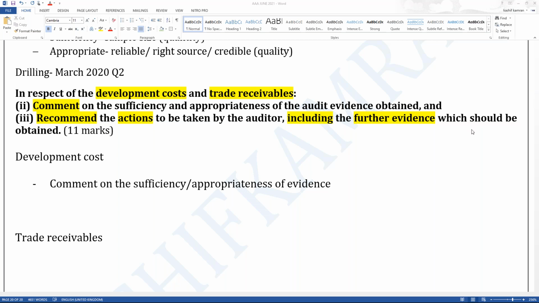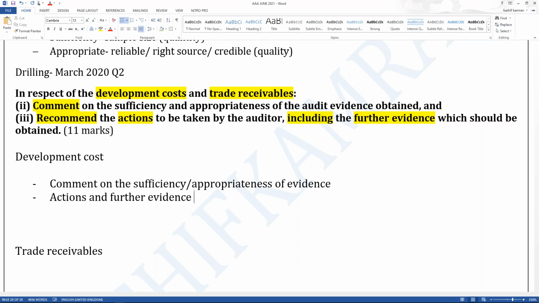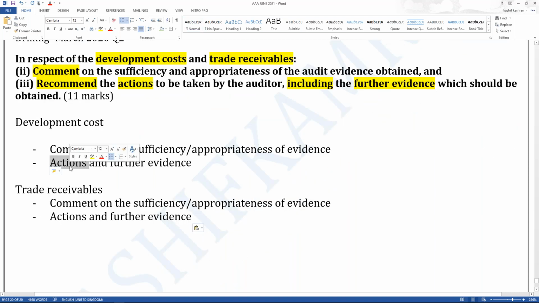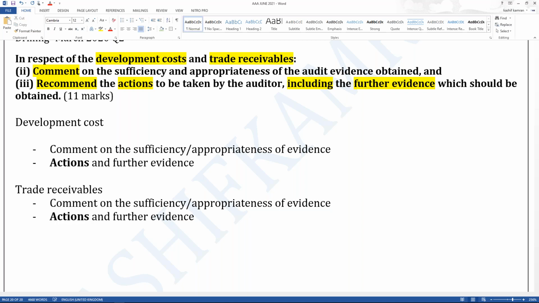That's good. So we need to comment on the sufficiency and appropriateness of the evidence. Then we need to write actions and further evidence. So how many things do we need to do for every requirement? 3. The same for trade receivable and the same for the development cost. Now try to understand the difference between actions and evidence. This is a very common jargon in the AAA paper.